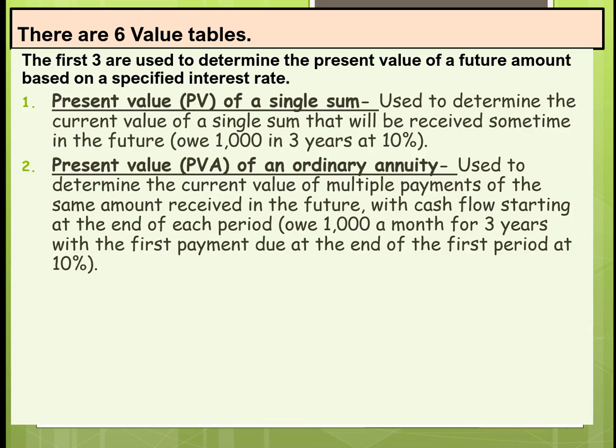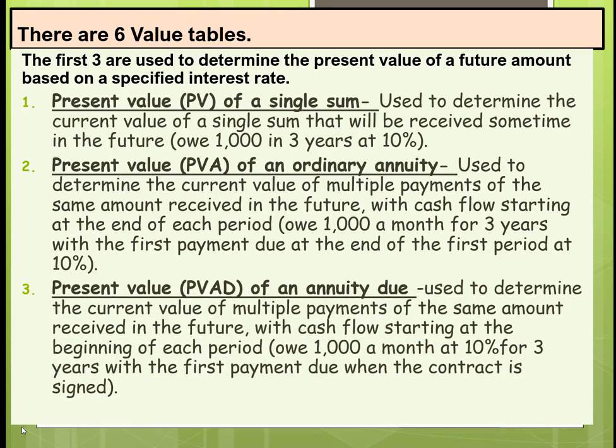Present value, use of an ordinary annuity, used to determine the current value of multiple payments of the same amount. Now remember, you can only use these annuity tables if the amount is the same every period. So, in this case, we would assume that the payment is at the end of the first period. That's when you use this table. Now, if the payment is up front, right when you sign the contract, you have to use the present value of an annuity due. Again, it's the current value of multiple payments of the same amount received in the future, with cash flow starting at the beginning of the period.